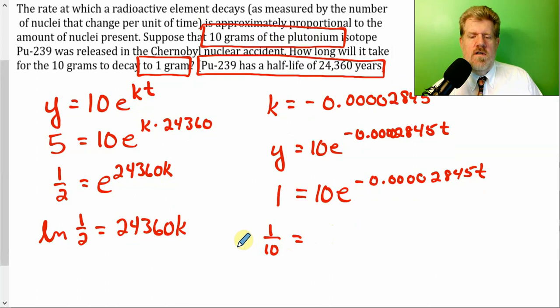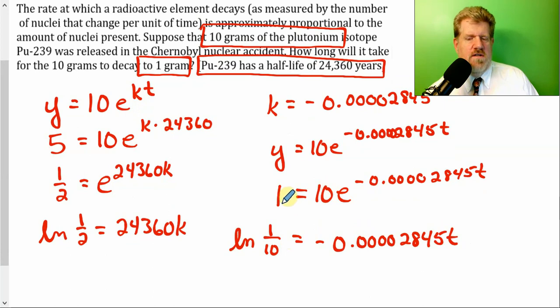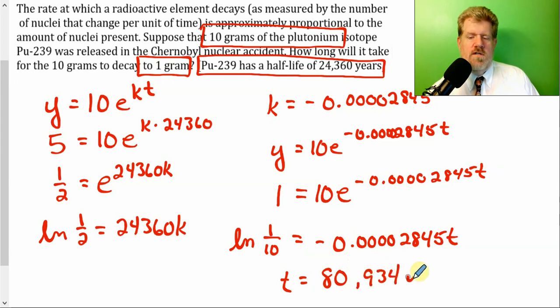And I take the natural log of both sides, which leaves me with this. Sorry, I skipped a couple of steps there, but I divided by 10, and then I did a natural log, which is the inverse of e. So the natural log of 1/10 equals this. My t-value, once I take the natural log of 1/10 and divide it by this number, would be approximately 80,934 years.